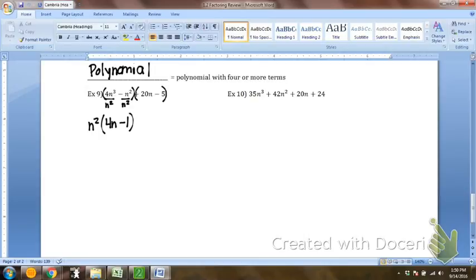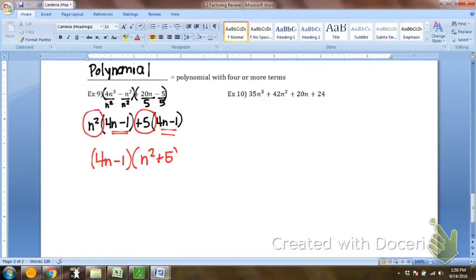Okay. Anthony, what are we going to pull out of the second group? 5. A 5. I would agree with that. If we pull it out, it goes out to the front. Good. 4n minus 1. Notice you have the same thing in parentheses. You should always have the same thing in parentheses. If you don't, you've made an error somewhere. So I'm going to write what I have in parentheses. And then whatever I divided by goes in the next parenthesis.